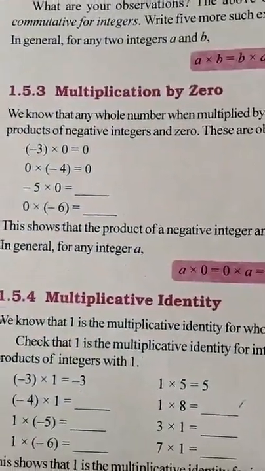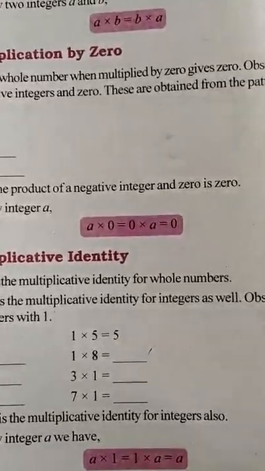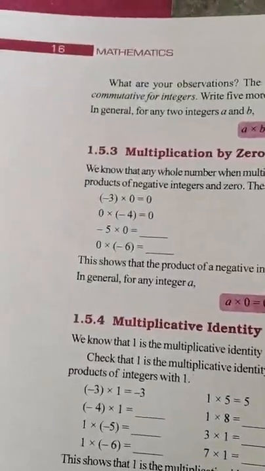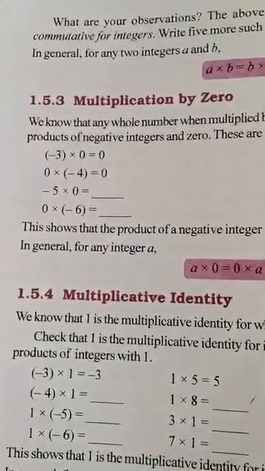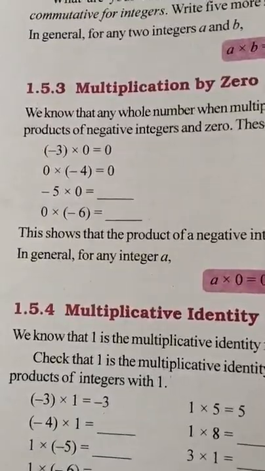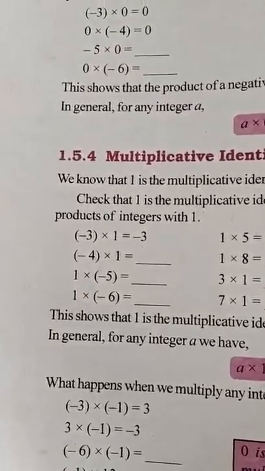Multiplication by 0. Okay, so a into 0, or 0 into a, any number multiplied by 0, the answer is always 0. Okay, here is the example: minus 3 into 0 is 0, 5 into 0 is 0. Okay, multiplicative identity. What is the multiplicative identity?